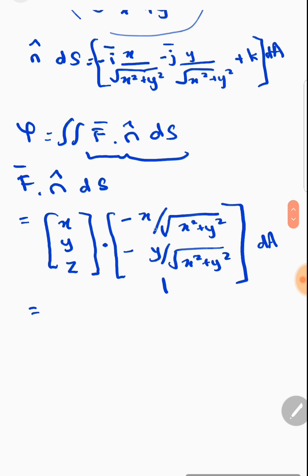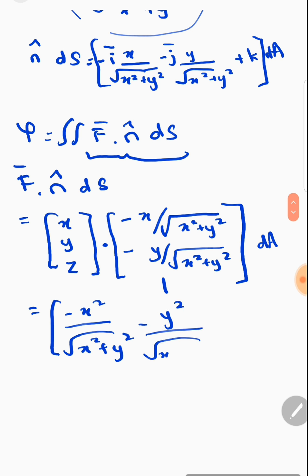So now when I perform a dot product, basically what I get is, I'll just put these together. It's not 1 or negative 1 earlier, sorry, because this is the i, j, k component. So this is actually the coefficient itself already. So I will get negative x squared over x squared plus y squared, then minus y squared over x squared plus y squared plus z dA.